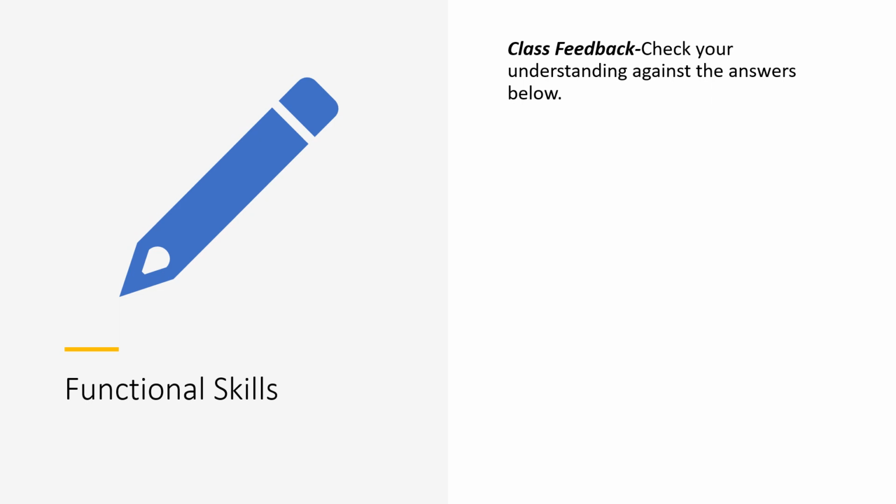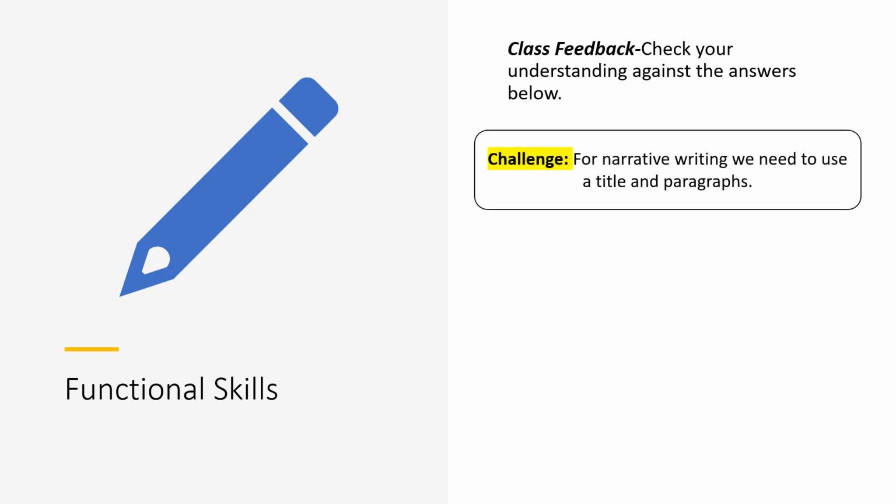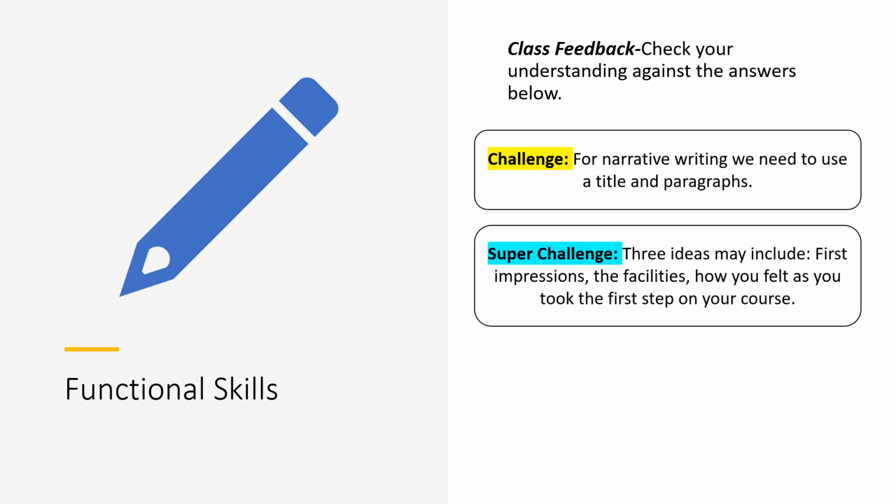Class feedback. Check your understanding against the answers below. So challenge. For narrative writing, we need to use a title and paragraphs. And that's it really in terms of the organisational features. Super challenge.